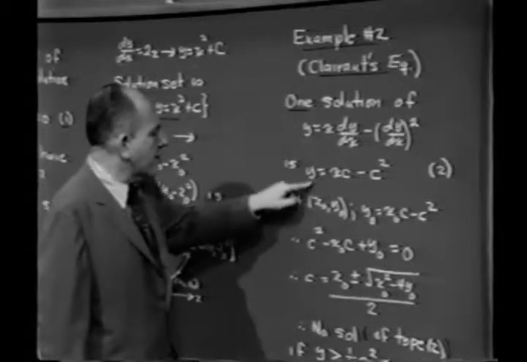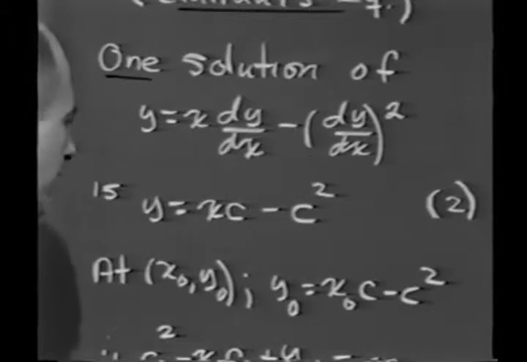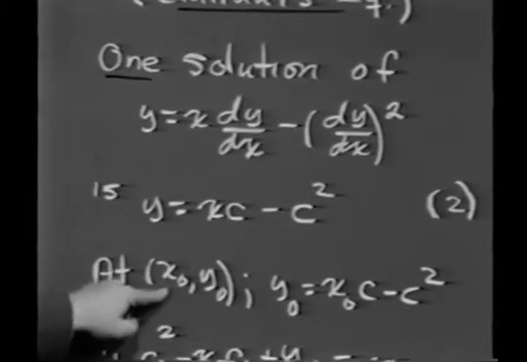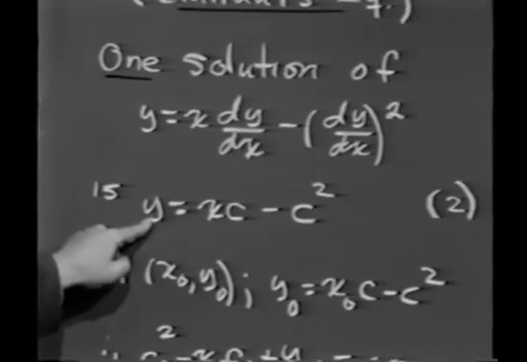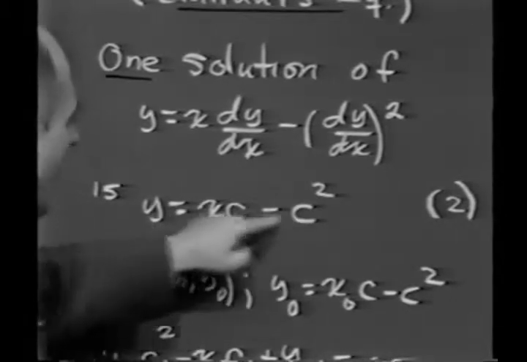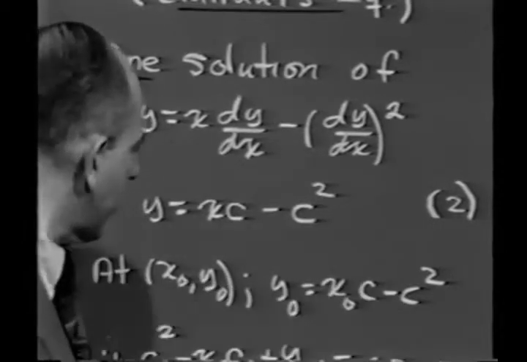If I want a solution curve to pass through the point x0, y0 in the xy plane, what I do, purely algebraically, is replace x by x0, y by y0, and solve the resulting equation for c, namely y0 equals x0 c minus c squared.